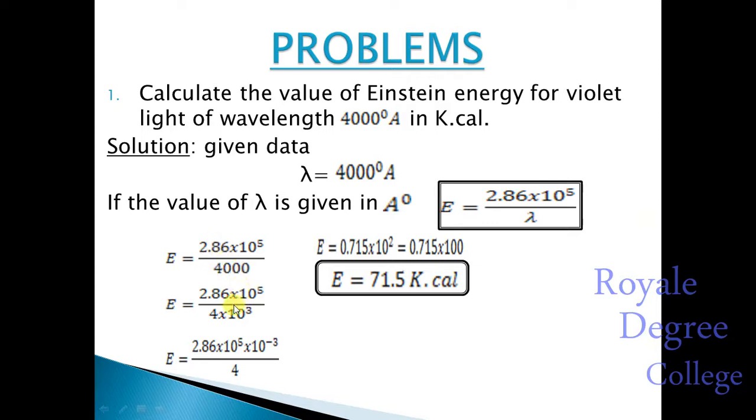Now we are simplifying this 4000. It can be written as 4 into 10 to the power 3. So now this 10 to the power 3 from denominator, when it is moving towards the numerator, will become 10 to the power minus 3. Rest of the things are as it is. Now 2.86 divided by 4. If we divide these both values, we get 0.715. Then 10 to the power 5 into 10 to the power minus 3. 5 minus 3, you will get 2, 10 to the power 2. Then 10 to the power 2 is nothing but 10 into 10, 100. So 100 multiplied with 0.715, you will get the E, that is value of Einstein's energy, as 71.5 kilocalories.